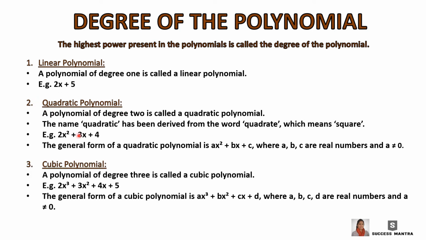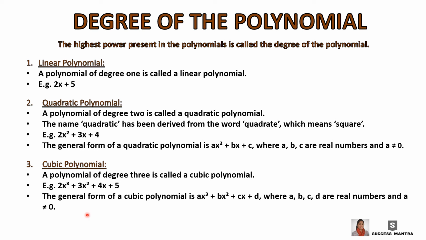Now if the degree is 3, then it is called a cubic polynomial. That is, for example, 2x cube plus 3x square plus 4x plus 5. Here the highest degree is 3. So if the polynomial has degree 3, then it is called cubic polynomial. And the general form of this cubic polynomial is ax cube plus bx square plus cx plus d, where a, b, c, d are real numbers and a can never be 0.